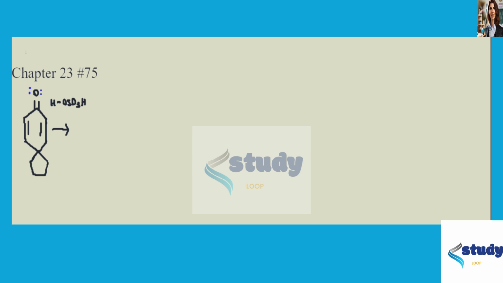This is the answer to Chapter 23, problem number 75 from the Smith Organic Chemistry textbook. And we are asked in this problem to devise a stepwise mechanism for the following reaction, which is functionally a ring expansion. Okay, and so the only reagents we're using here are sulfuric acid and water. And so the first step is going to be protonation of the ketone. So that will look like this.